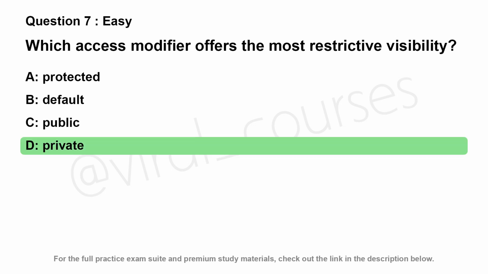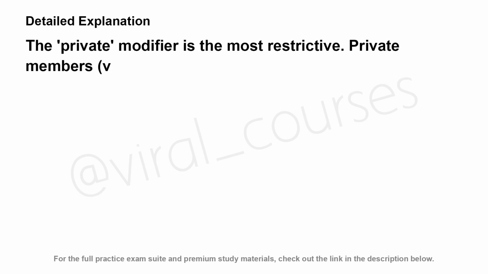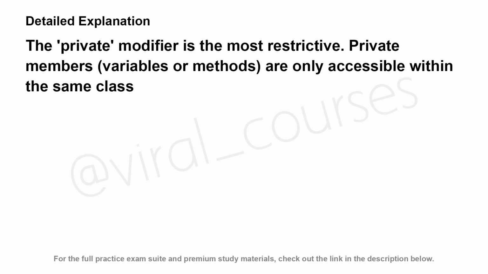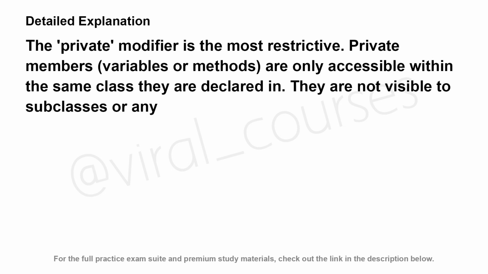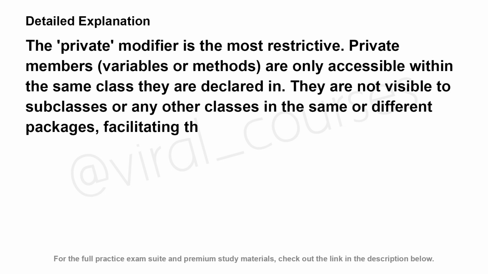The correct answer is D. The private modifier is the most restrictive. Private members, variables or methods, are only accessible within the same class they are declared in. They are not visible to subclasses or any other classes in the same or different packages, facilitating the highest level of data hiding.